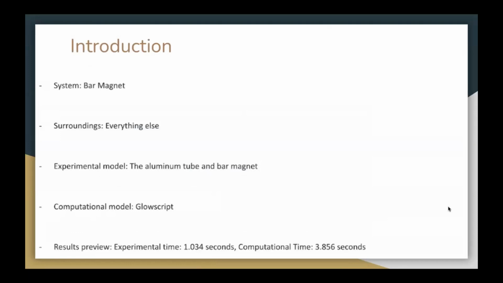The system is the bar magnet, the surroundings is everything else. The experimental model is an aluminum tube and bar magnet, and the computational model is GlowScript. As for results preview, the experimental time I got was 1.034 seconds, and the computational time was 3.856 seconds.